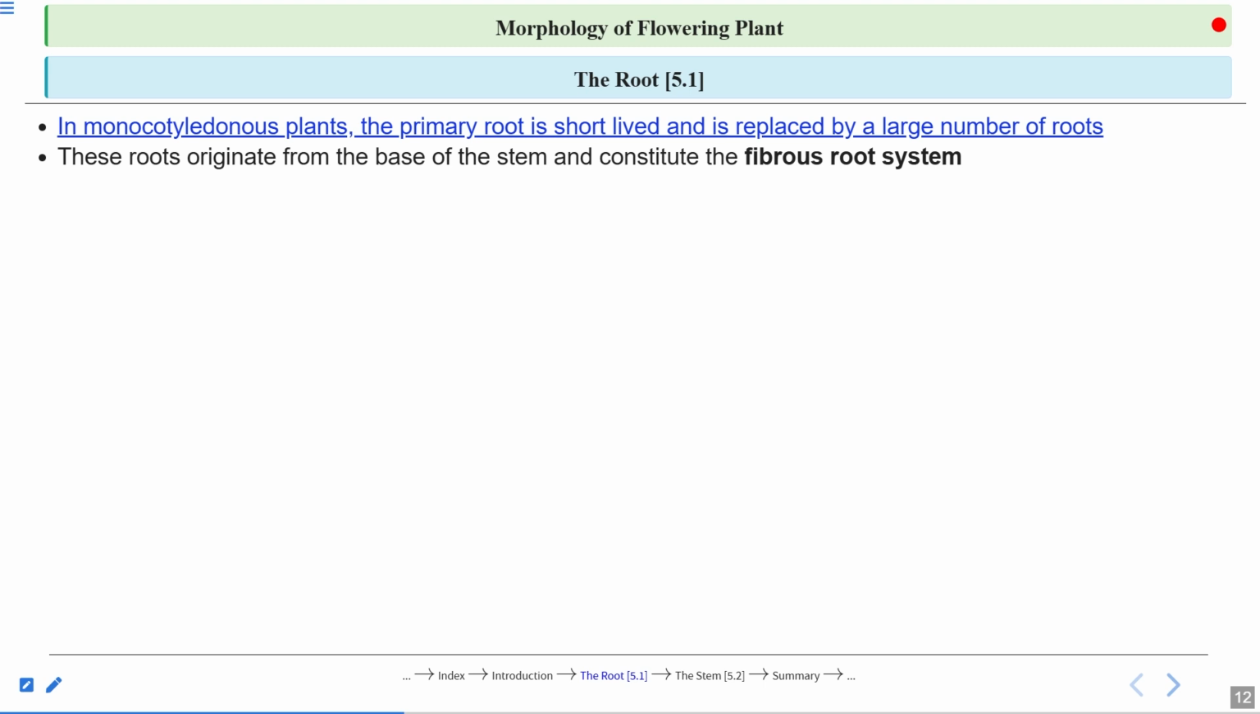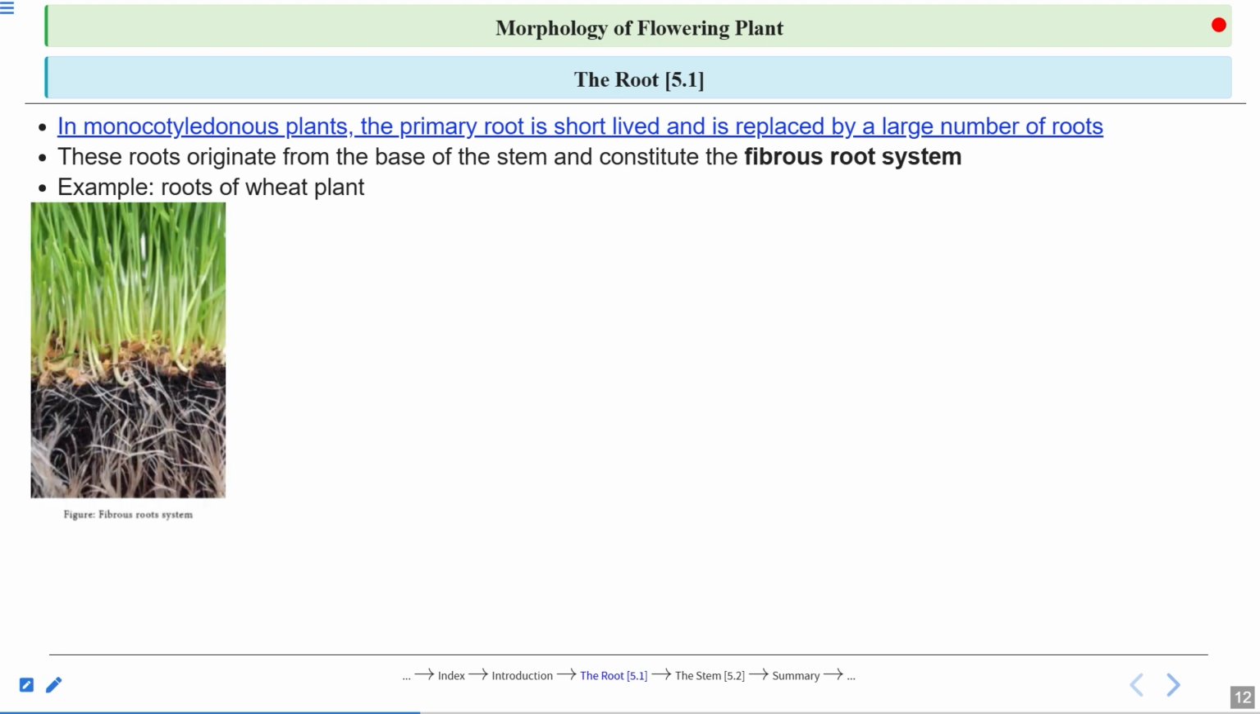So these roots originate from the base of the stem and constitute the fibrous root system, right? So when a large number of roots emerge from the base of the plant, that forms the fibrous root system. Examples are the roots of wheat, and not only wheat, we have rice and maize, okay? All have this fibrous root system. Here you can see the fibrous root system. Many roots emerge from the base of the plant.